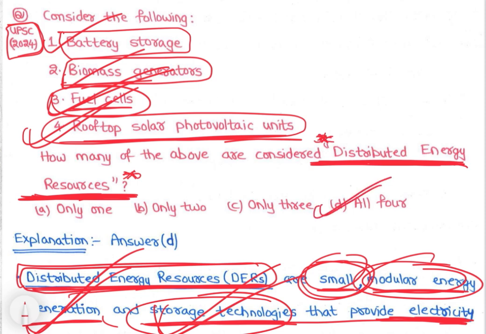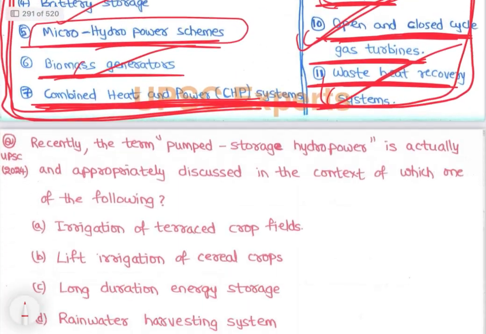Just if we know the definition, that is, wherever there is small energy generation or storage, they are distributed energy resources, right? Now let's see the next question.